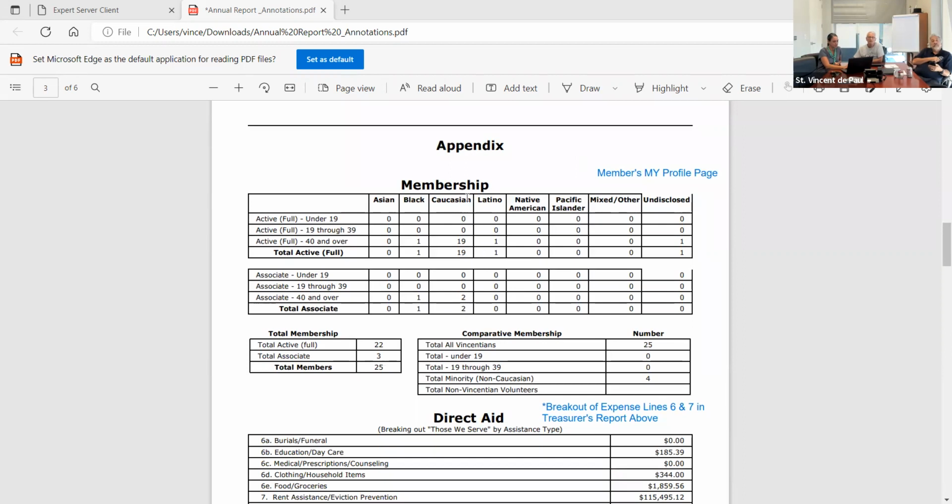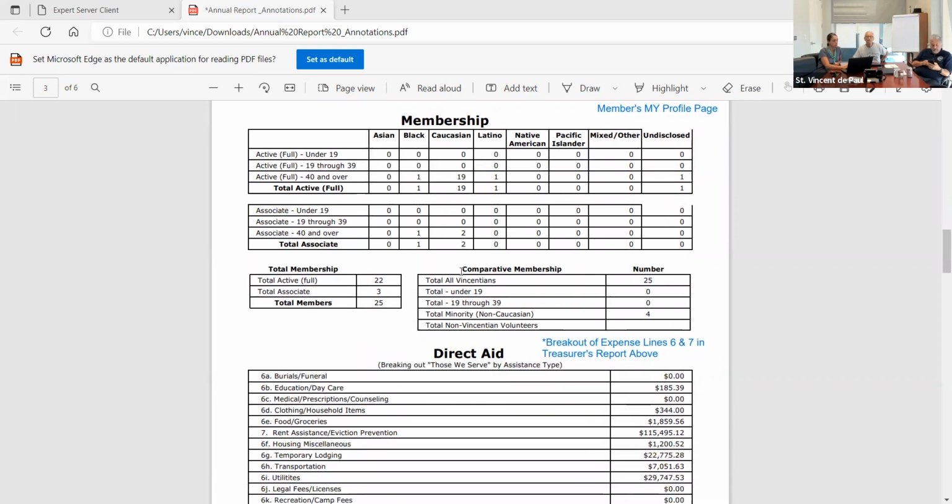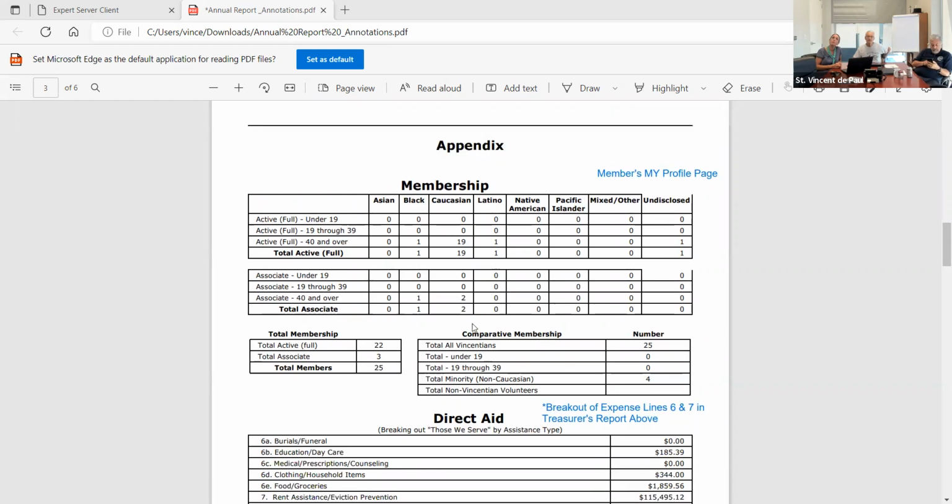Okay, so the first one is the membership. Now, before I get asked any questions, let me tell you what I think I know is wrong with this report. First of all, we don't have a breakout in the membership, comparative membership. We don't have a breakout of the 40 and over. So we know that, okay? The second thing is if you need to change these totals, which you can do because there is not an asterisk. First of all, this information comes from the members' My Profile page.